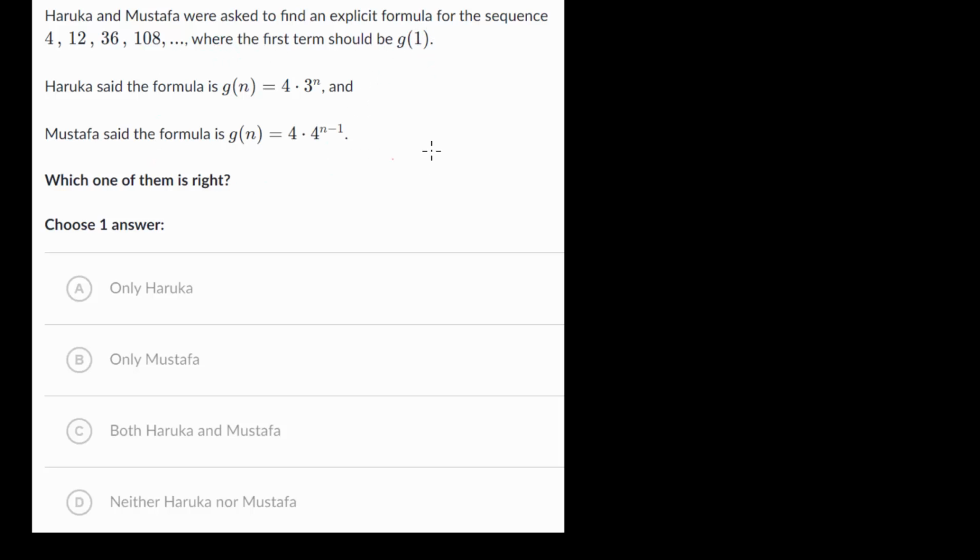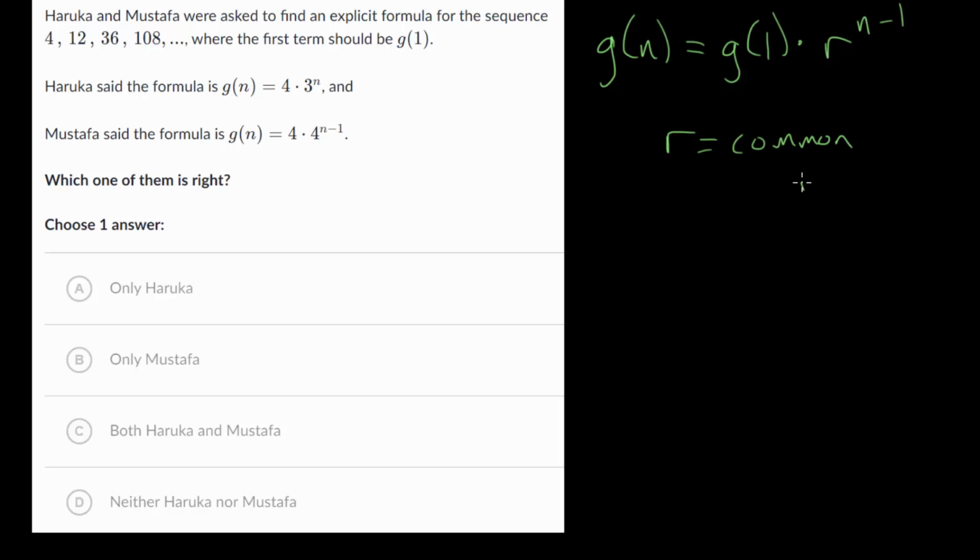And before we look at their specific formulas, let's first generate our own formula and compare it to what they have. So remember the general explicit formula: if we have g of n, this will be equal to the first term multiplied by the common ratio r, n minus 1 times. Like I said, r is our common ratio, the number that we will multiply to go from one term to the next in our sequence. And we just need to figure out these values.